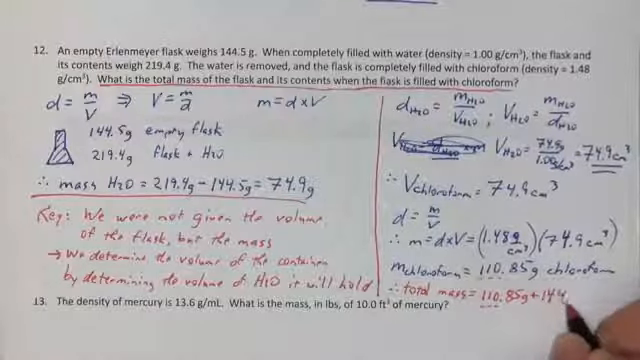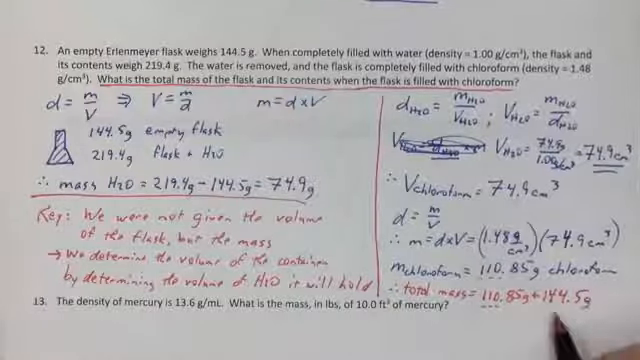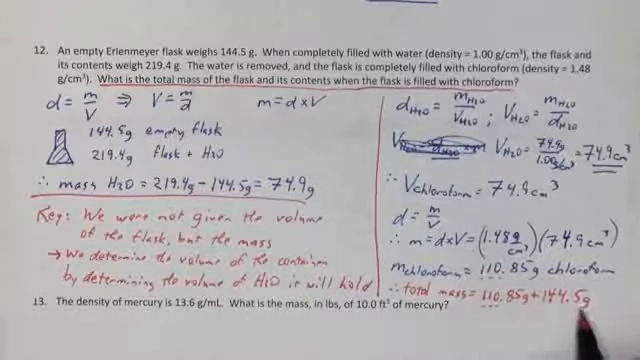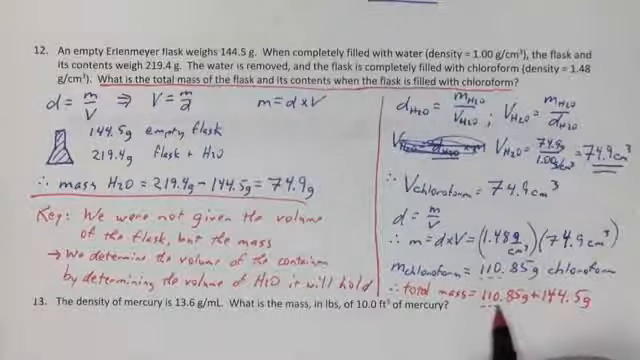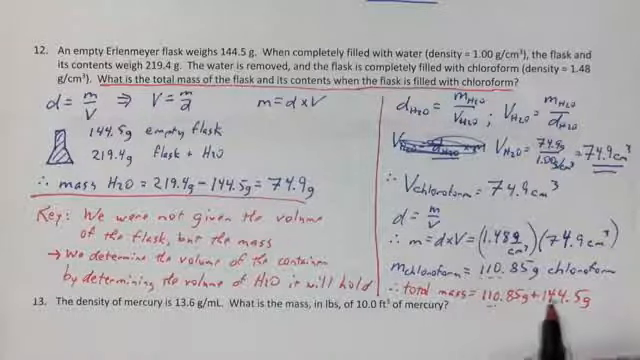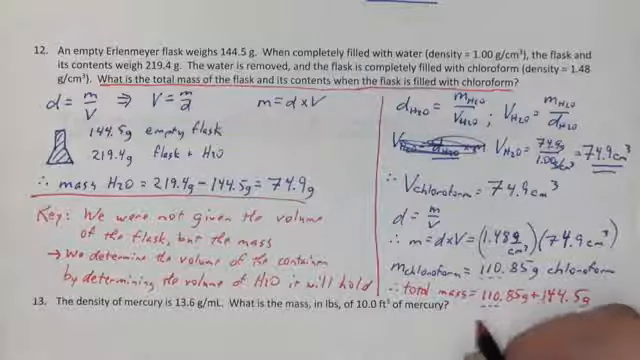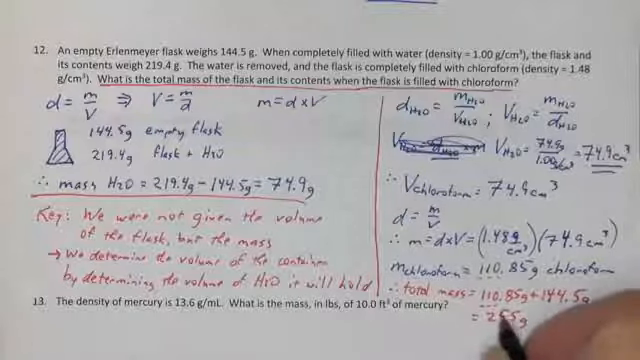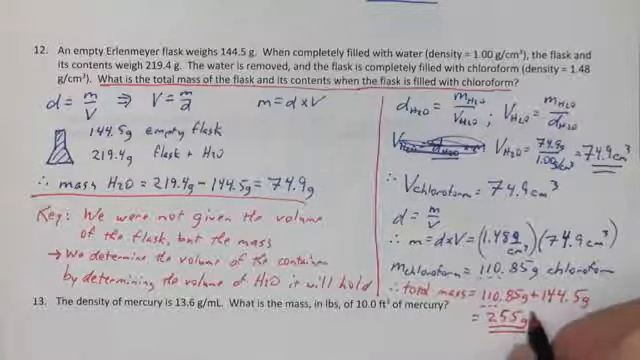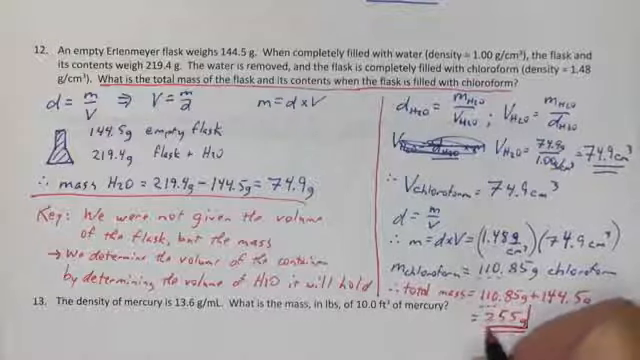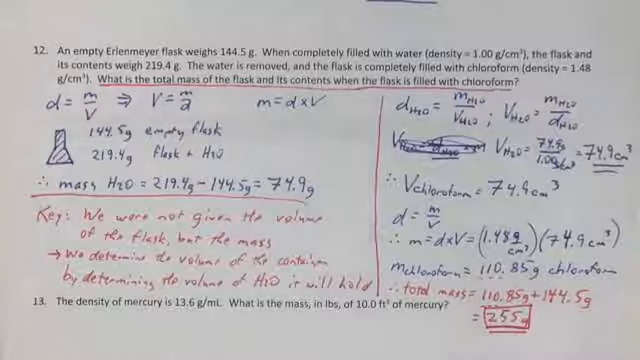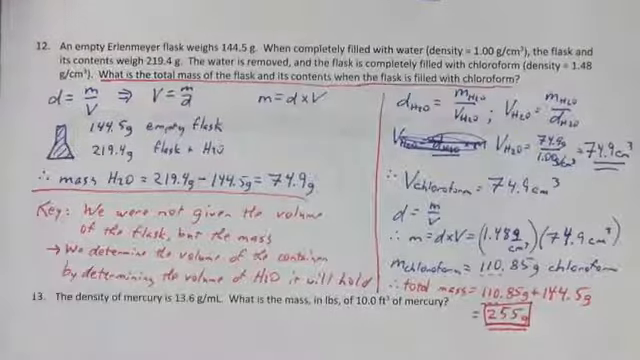144.5 grams. Now when we add, we have to ask how precise is it? And this is precise to the 1/10th place. This is only precise to the ones place, so we're limited to the ones place. And so when we add these two together, limited to the ones place, we will get 255 grams. That's the total mass of the flask and its contents.